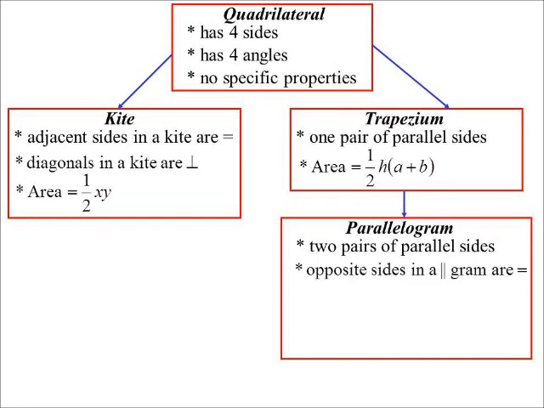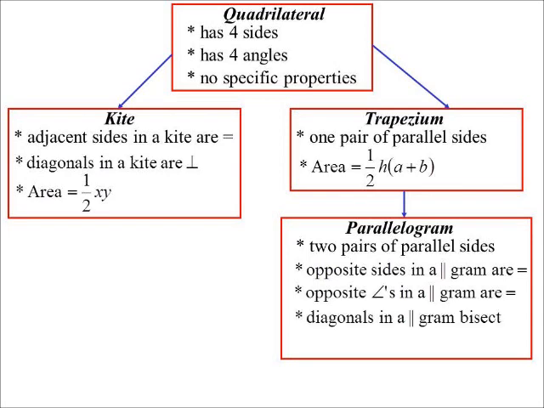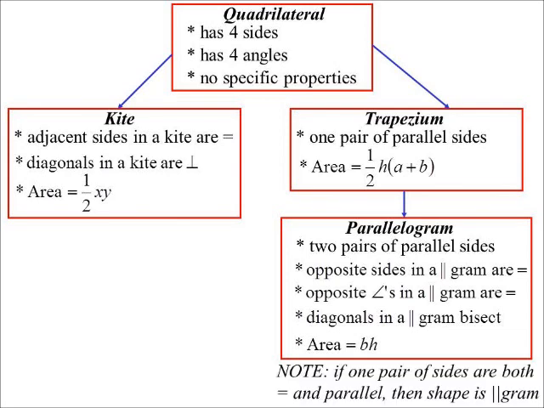Other things we know, opposite sides in a parallelogram are equal. Opposite angles in a parallelogram are also equal. The diagonals in a parallelogram will bisect each other. And our parallelogram formula, base times perpendicular height. Now, if you wanted to prove any shape, all you've got to do is prove a feature. But with the parallelogram, you can actually combine 2 of them for just 1 pair of sides. So if you've got 1 pair of sides and you know they're both parallel and equal, then that's enough to say the shape's a parallelogram.